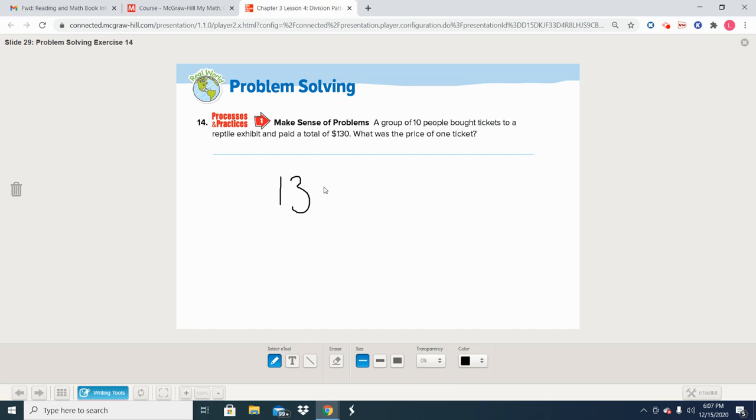$130 divided by 10. So you have 13 divided by 1, which would be 13. So what was the price of one ticket? It's $13.